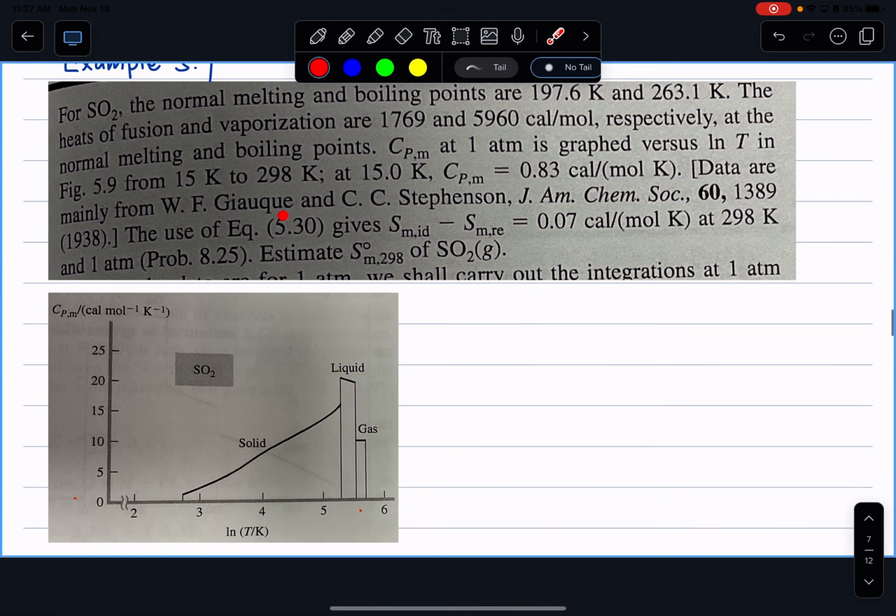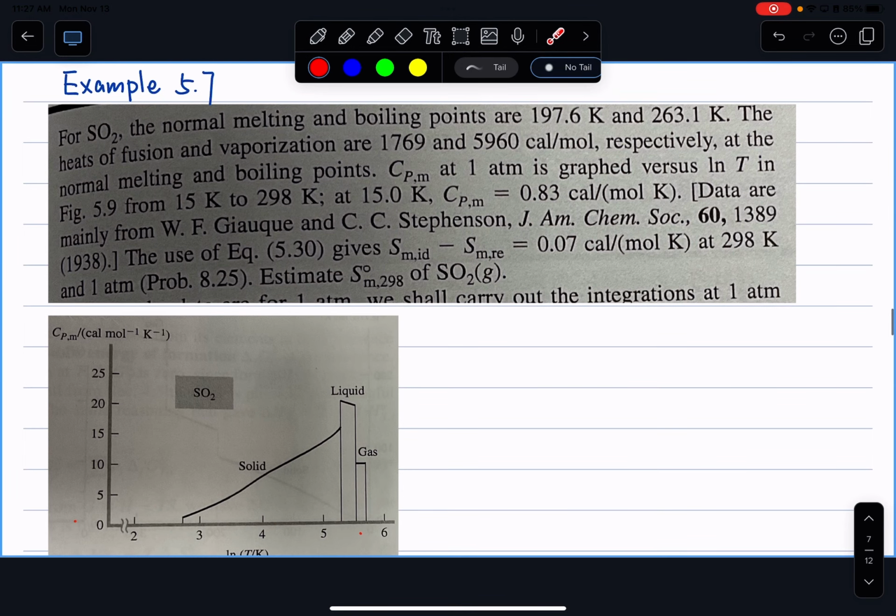So this one is your experimental 5.7. Again, if you don't have a copy of the question on your tablet, just take a picture of the problem, and we'll continue working on it. So let's read it. This is one of those longer problems. For sulfur dioxide, it gives you the normal melting and boiling point at certain temperatures. It gives you the heat of fusion and vaporization, so your delta H fusion, delta H vaporization. It also gives you the graph of your heat capacity at 1 atm versus ln K.